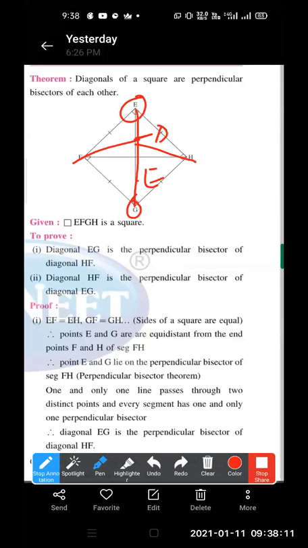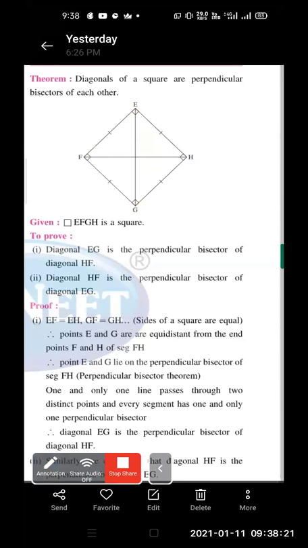Every segment has only one perpendicular bisector. That is the perpendicular bisector theorem. So diagonal EG is the perpendicular bisector of diagonal HF.